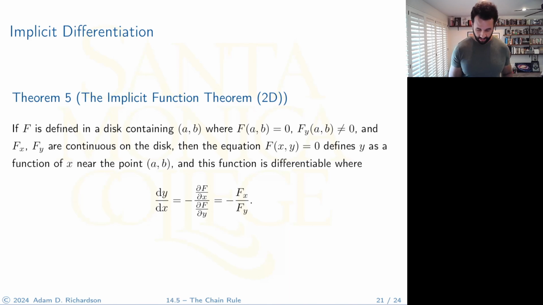A couple caveats here. f has to be defined on a disk containing (a, b), where f(a, b) is equal to 0. That partial can't be equal to 0, because then we can't divide. We do need these things to be continuous on the disk. Then this equation defines y as a function of x near the point (a, b), and the function is differentiable, and this is the formula for it. It's like partial with respect to x over partial with respect to y, opposite.